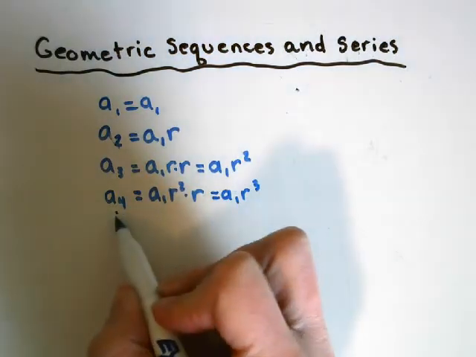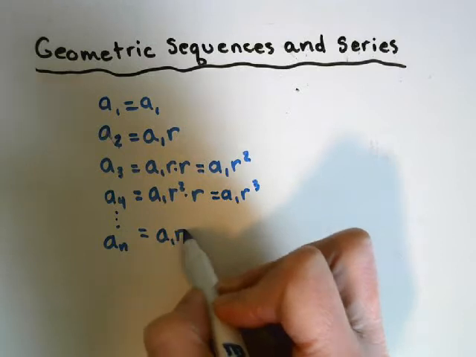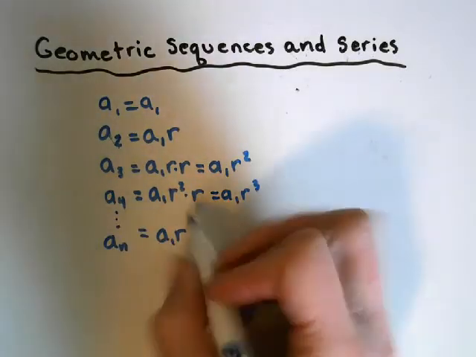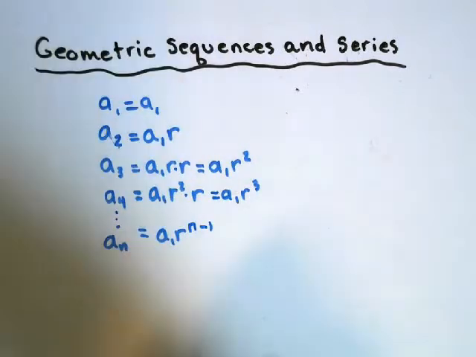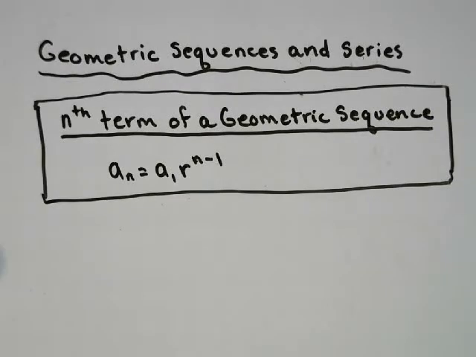And we see a pattern here. So my nth term is going to be a1 times r to an exponent that's 1 less than the term I want. So r to the n minus 1. Again, the nth term of a geometric sequence is a_n equals a1 times r to the n minus 1.